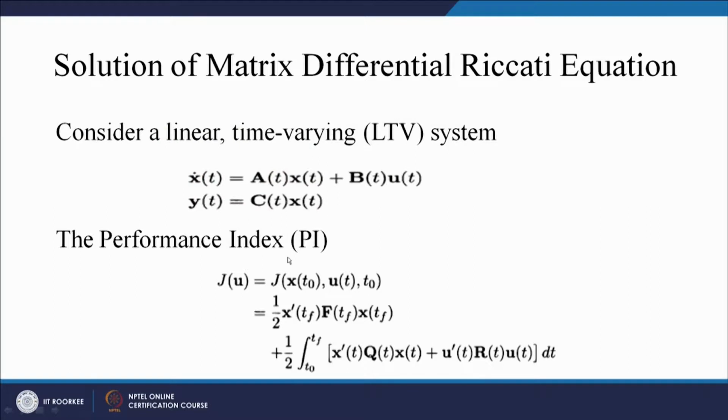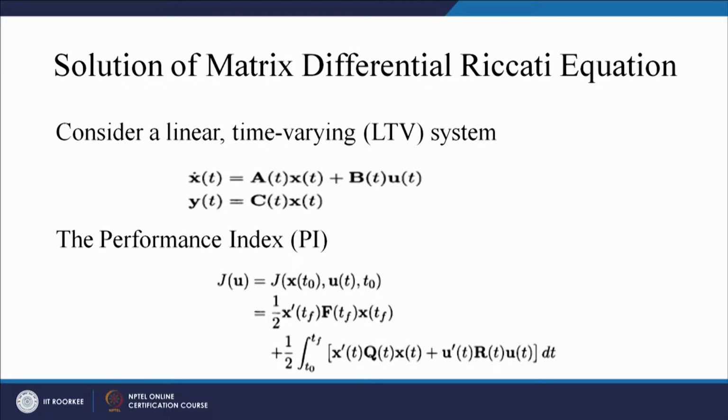Our approach was, for a given system x dot equal to Ax plus Bu, y equal to Cx, we are finding the u(t) by minimizing the performance index: half x prime(tf) F(tf) x(tf) plus half integral t0 to tf of x prime(t) Q(t) x(t) plus u prime(t) R(t) u(t). So we have to minimize this performance index subject to the plant. The objective is to find the minimizing u.